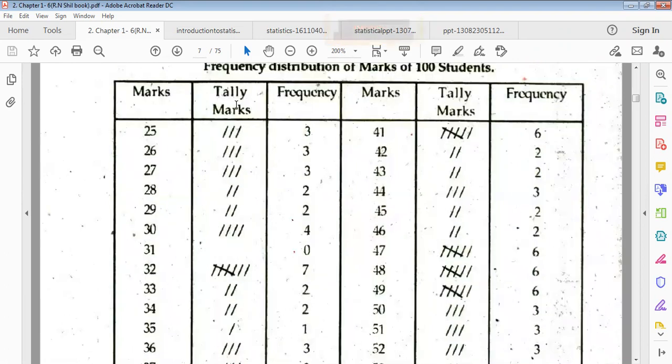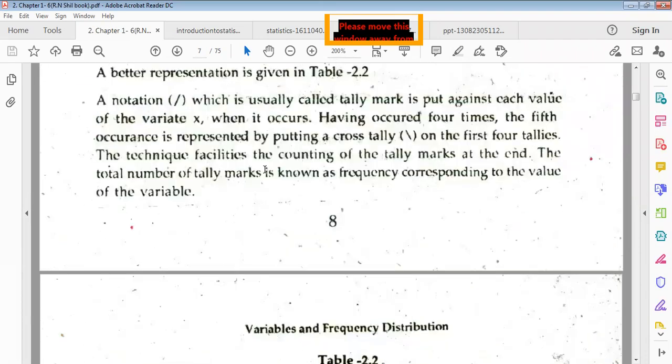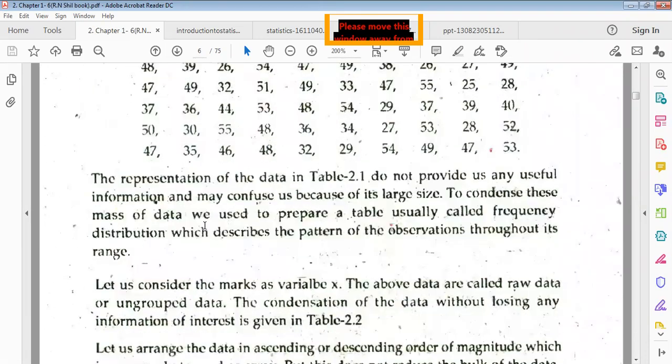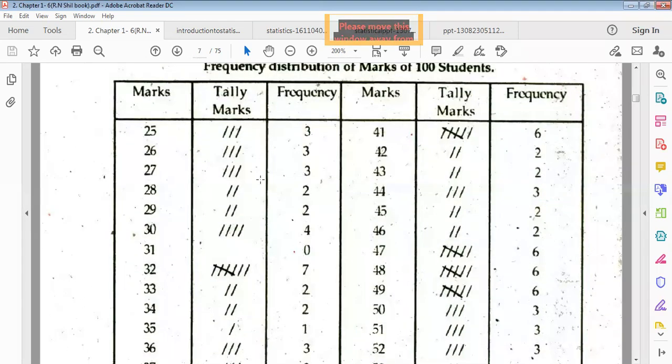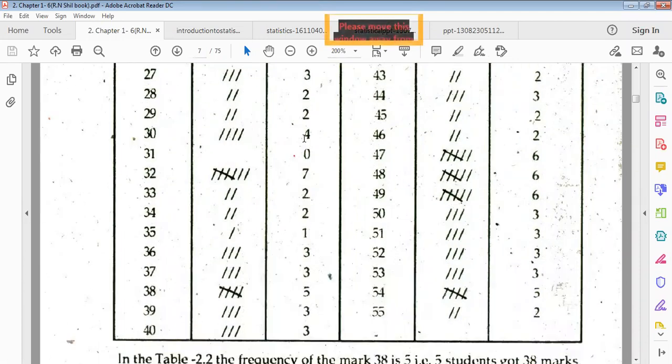After making tally marks, you must know about the counting: 5, 4, 6, 7, 8. Three means three frequency. There are 3 students with 25. And for 26 in this 100 students' data, how many? 3. So this is actually the frequency, this 3. After 4, you have to make the crossbar. This is the 5, 6, 7. This is the 7. And there is no data for 31, so frequency 0.